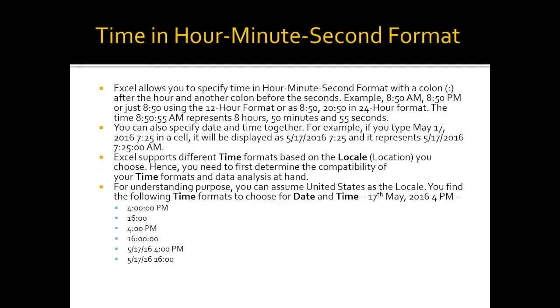Time in hour, minute, second format. Excel allows you to specify time in hour, minute, second format with a colon after the hour and another colon after the seconds. Example: 8:50 a.m. or 8:50 p.m. or just 8:50 using the 12-hour format, or as 20:50 in 24-hour format. The time 8:50:55 represents 8 hours, 50 minutes, and 55 seconds.